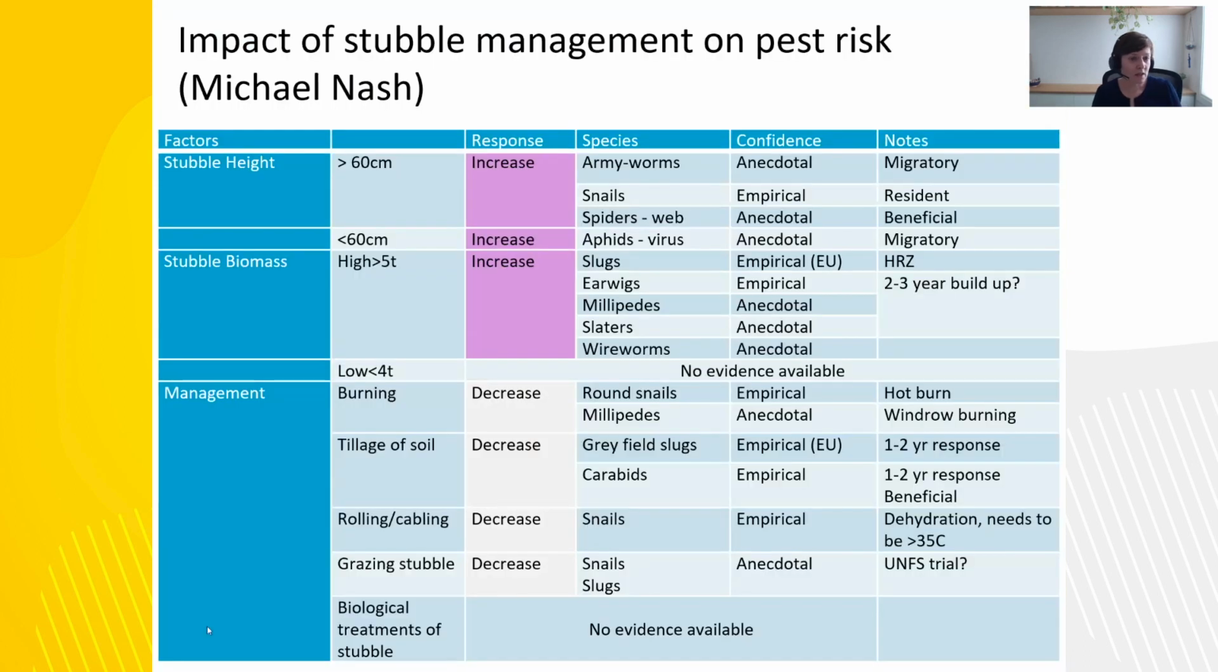I'm focused on the impact of stubble management on invertebrate pest risk, and my colleague Michael Nash and I were involved in a project where we tried to understand this in a little bit more detail. This is just a summary table here to give you a picture of some of the findings, and you can see that any management of stubble, be it burning, tillage, rolling or cabling or even grazing, decreases the risks from slugs and snails, and also from the activities of some beneficials like carabids. But really, when you've got a high degree of stubble on the landscape, there's an increased risk from a range of different species, including earwigs, millipedes and slaters, which I'll talk about later on.